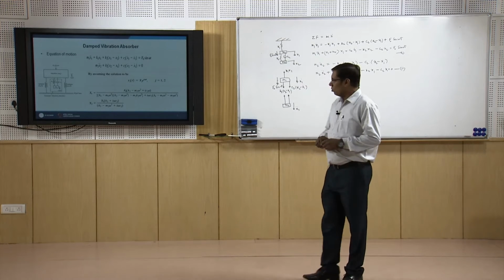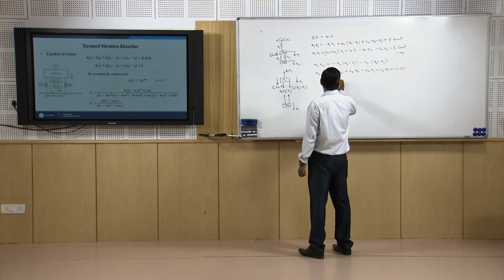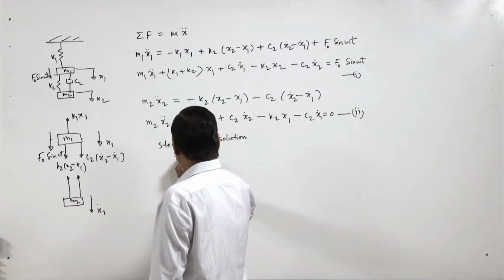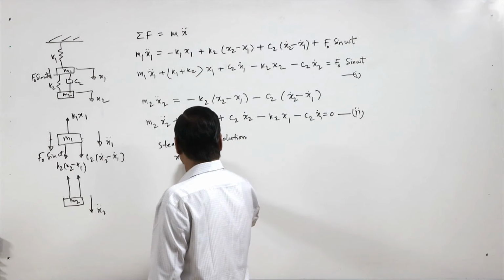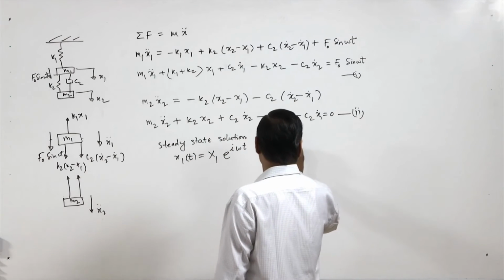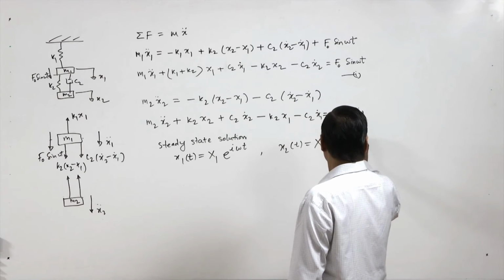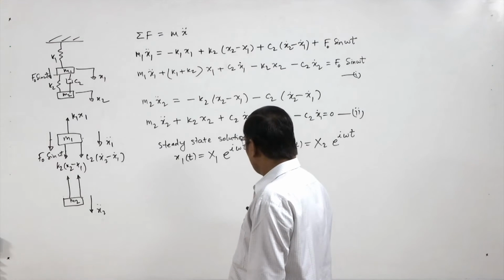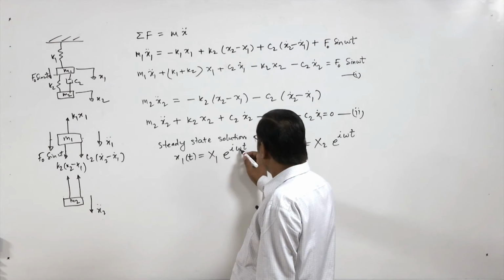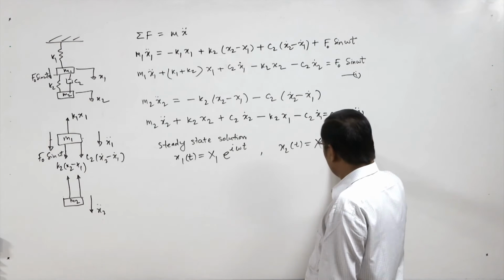So we assume some solution, the steady state solution. We assume that x1(t) equal to X1 e power i omega t and x2(t) equal to X2 e power i omega t. So we assume that the solution will have the amplitude capital X1 and frequency omega, and the second mass will have the amplitude X2 and frequency omega.